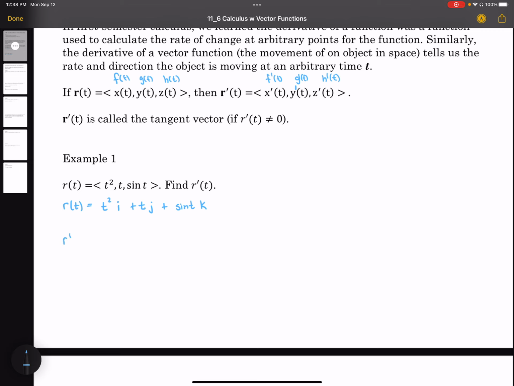So our derivative is going to be the derivative of t squared, which is 2t, the derivative of t, which is 1, and the derivative of sine t, which is cosine t. Very straightforward.